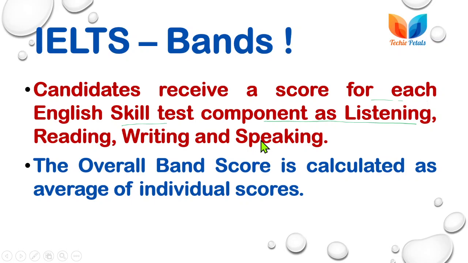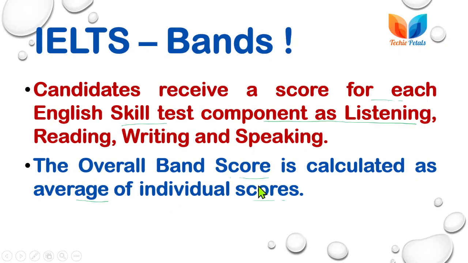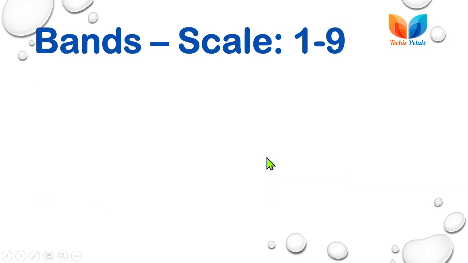Next, the overall band score is calculated as the average of individual scores. So the overall is calculated as the average of individual scores of these 4 test components. Next, the band scale 1 to 9. Now, how are the scales divided, and what is the meaning of these 9 bands?